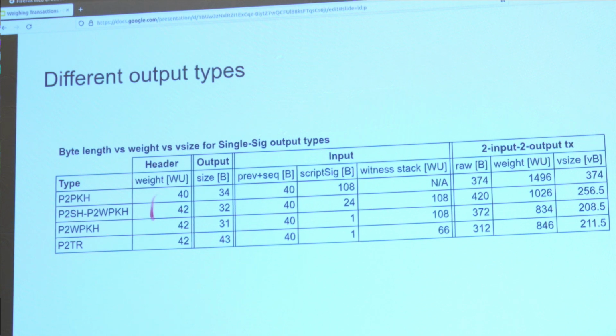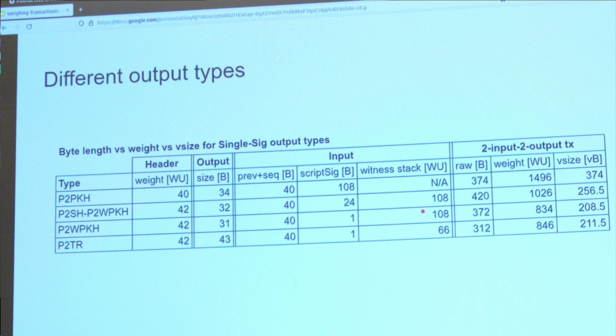So for the transaction header, those are the same, except for the lower three, since they require Segwit transactions, we need to have the marker and the flag, right? We talked about that. And output-wise, this is all non-witness data, right? The outputs are never discounted, only script arguments are discounted in the witness section. So you will see, for example, that pay-to-taproot has the biggest output of those four types, right?